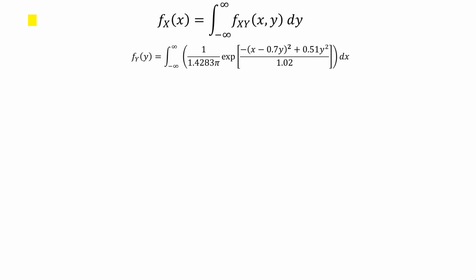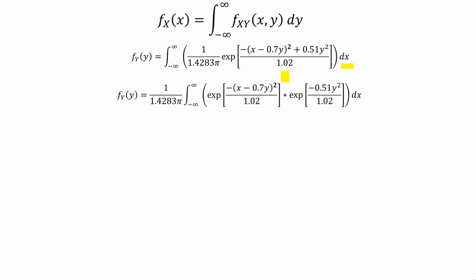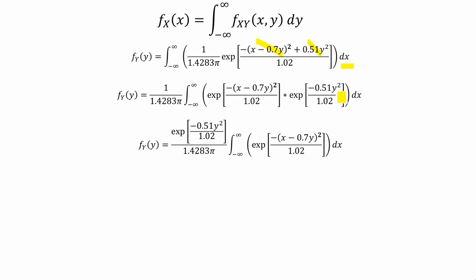Now let us recalculate f y of y. So f x of x can be calculated by integrating a bivariate PDF with respect to y. Here f y of y is to be calculated. Integrate this with respect to x, that is done here. We know the formula of f x of x and f y of y, and the bivariate PDF is replaced here. Then again make use of e to the power a plus b as e to the power a into e to the power b. So before that, divide this 1.02 term and this term. Here this term consists of the y term, because this equation is being integrated with respect to x, it acts as a constant. Take it outside. The remaining terms are only this one.